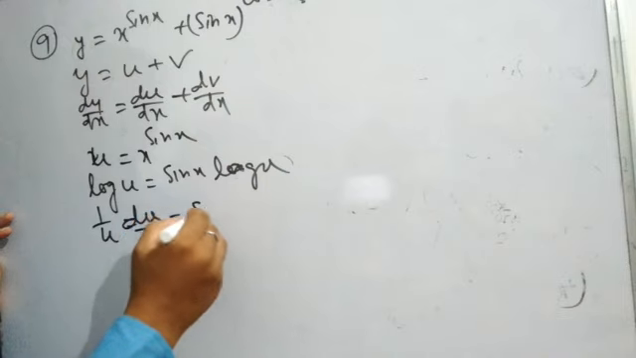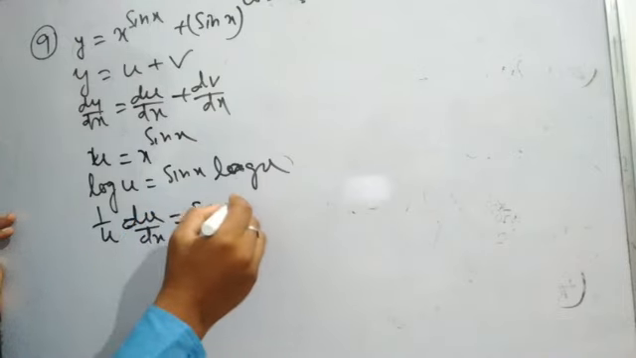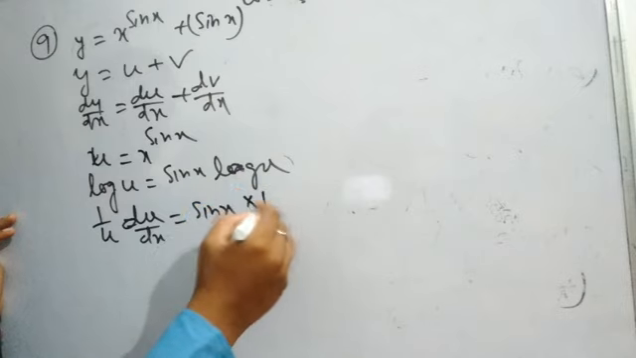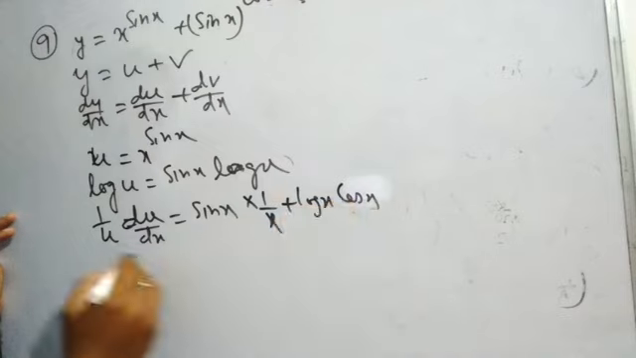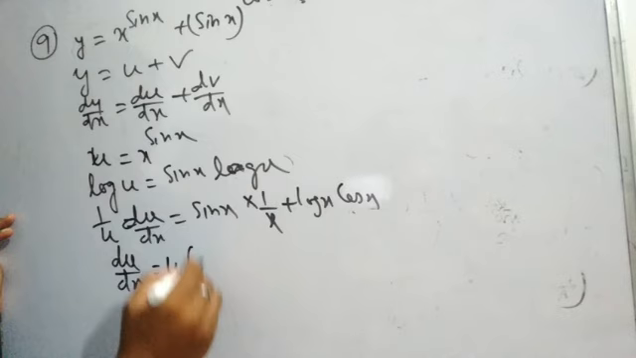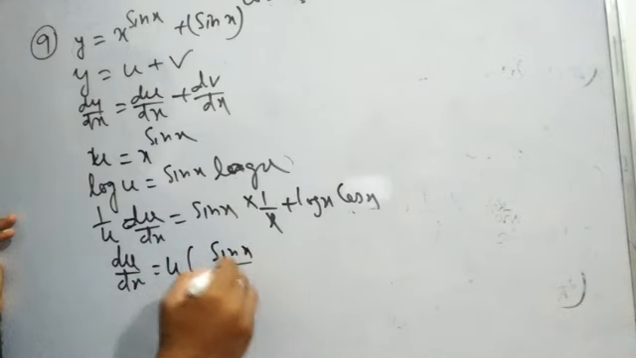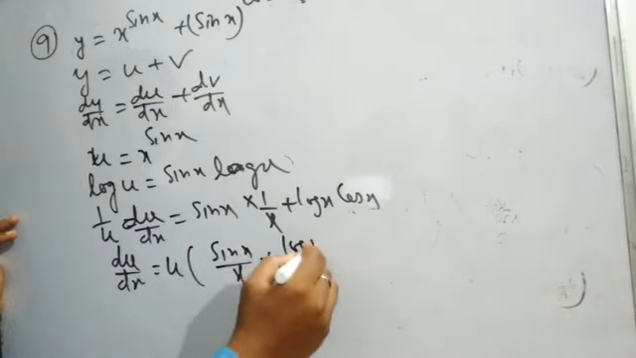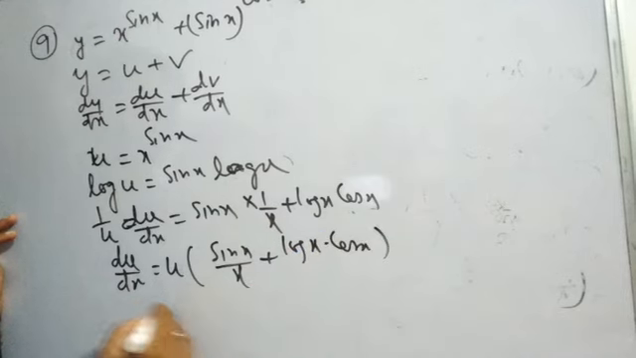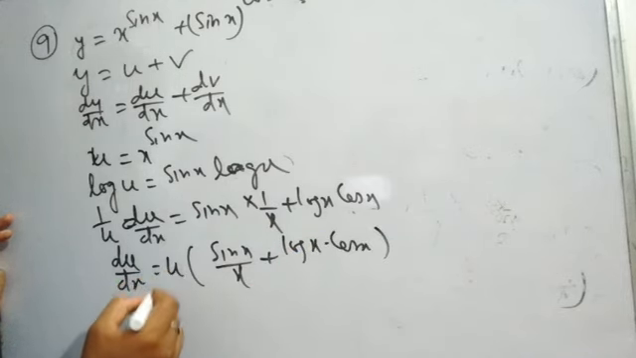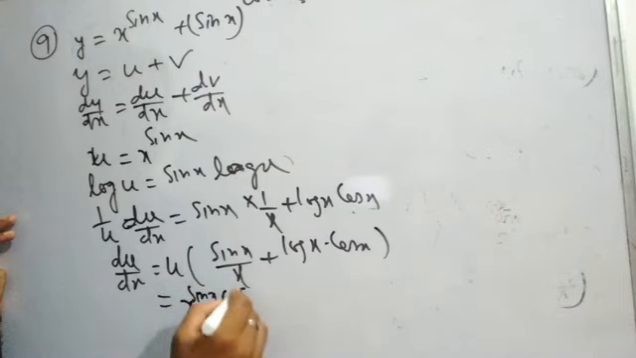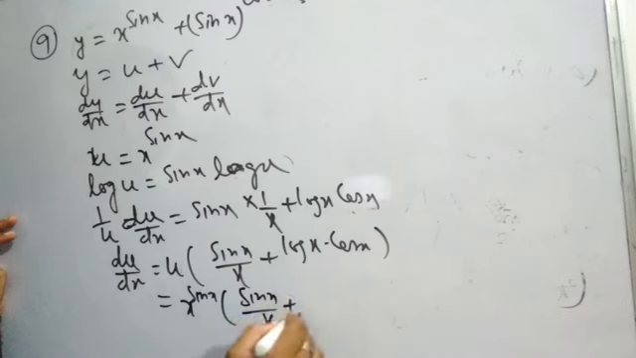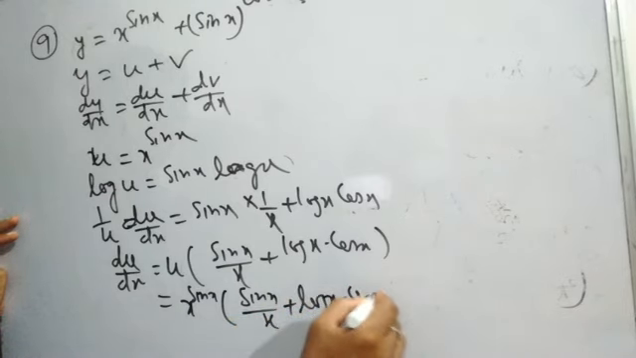So sin x constant, log x derivative will be 1 by x. Similarly log x constant, sin x derivative cos x. Then du by dx is equal to u into that, that is equal to sin x by x plus log x into cos x. Originally put the value of u, that is x to the power sin x into sin x by x plus log x into cos x.